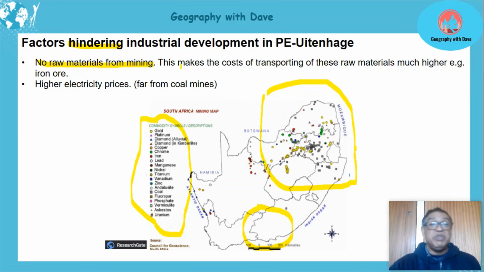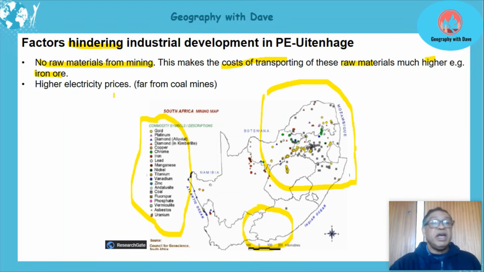And we need it. We need iron and steel, etc. We need iron ore, rather, to produce iron and steel, to produce things for the motor vehicle, etc. And what does this do, learners? The cost of transporting these raw materials is much higher. Example, the iron ore, or even processed iron and steel.